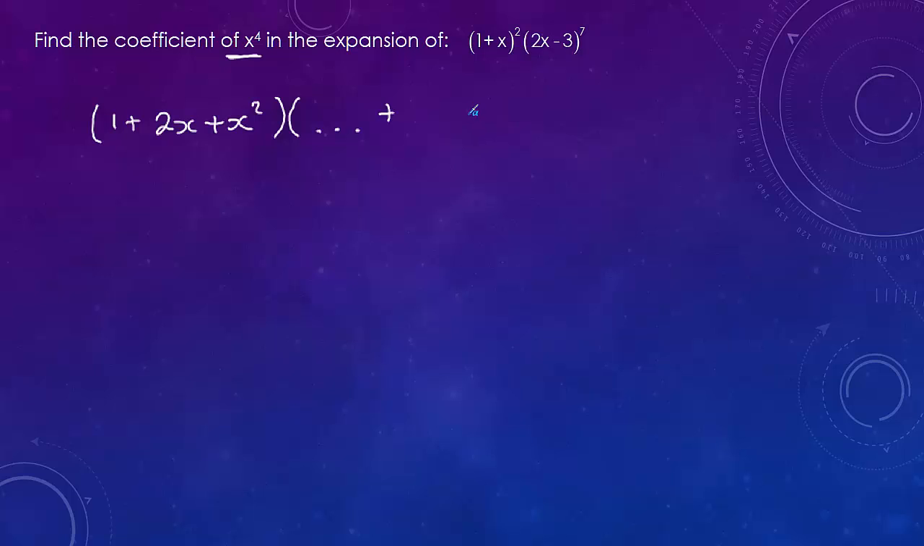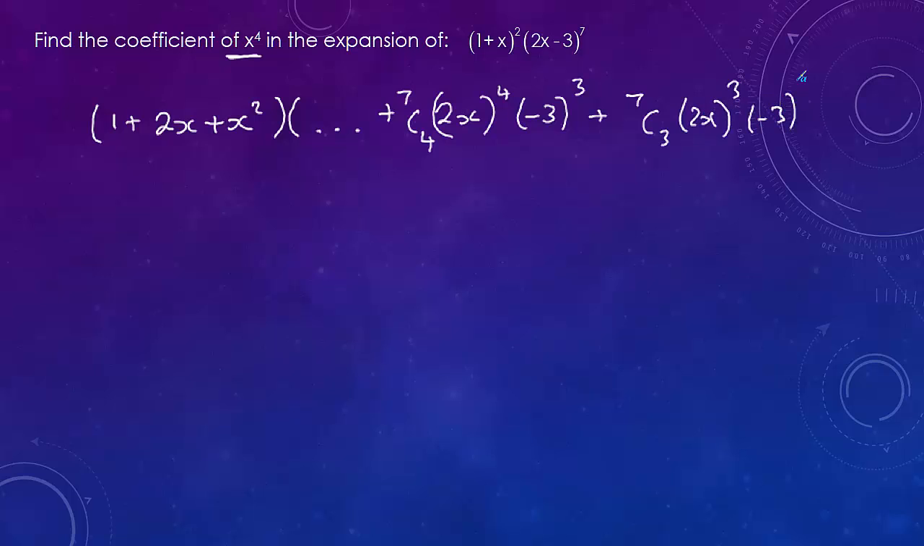So the term that would give us x to the 4 would be 2x to the power 4. The negative 3 would then be cubed so that the powers add to 7, and our coefficient would be 7c4. Then we're going to have the 7c3, 2x to the power 3, negative 3 to the power 4. Then we'll have 7c2, 2x squared, and that would mean the negative 3 is to the power 5.